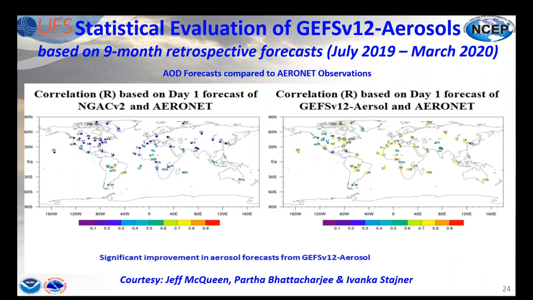The aerosol evaluation: this is the correlation of the day one forecast of the AOD, the aerosol optical depth, compared with the AERONET observations. And this is the correlation of the forecast with the observations. You can see the lower correlation for various AERONET sites, the blues and the purples here, are now into oranges and greens and yellows, a significant improvement in aerosol forecasts for the entire global region.